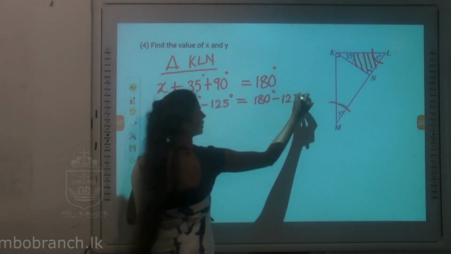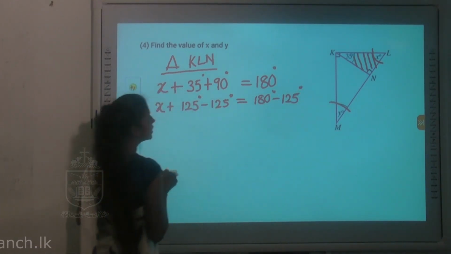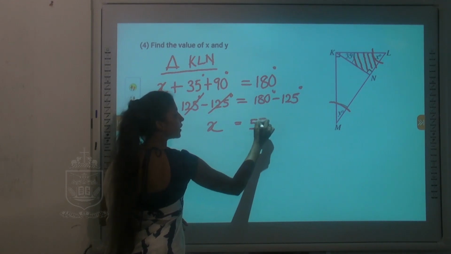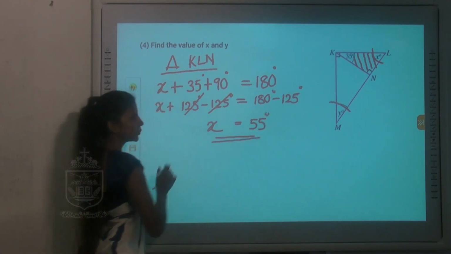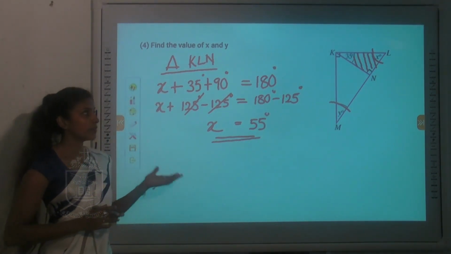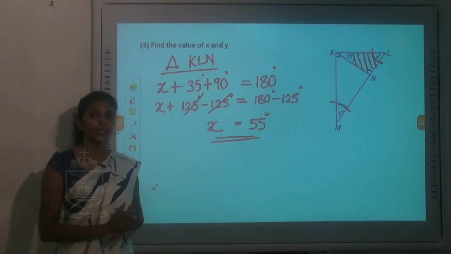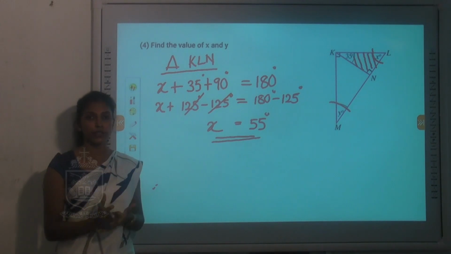Okay, let's subtract 125 degrees from this side. So this will cancel out, x equals 55 degrees. So that's the answer. Right, so that is the way of finding the interior angles in a triangle. Let's move to the next type, finding the interior angles of a quadrilateral.